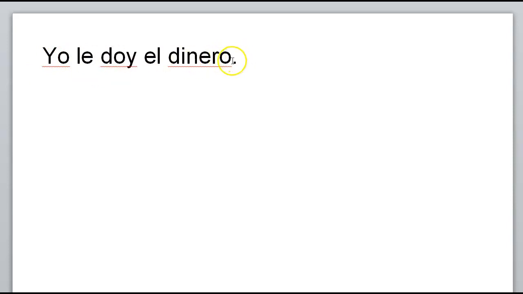So I give the money to him. How would you say that? I give the money to him, or I give him the money. Remember, always start with subject and verb. So yo doy, I give the money to him. El dinero. We're not quite finished because we need something else. To him, yo le doy el dinero. And if it's understood through context, you don't need anything else. But if I want to be very specific, I would say a él. I give the money to him.